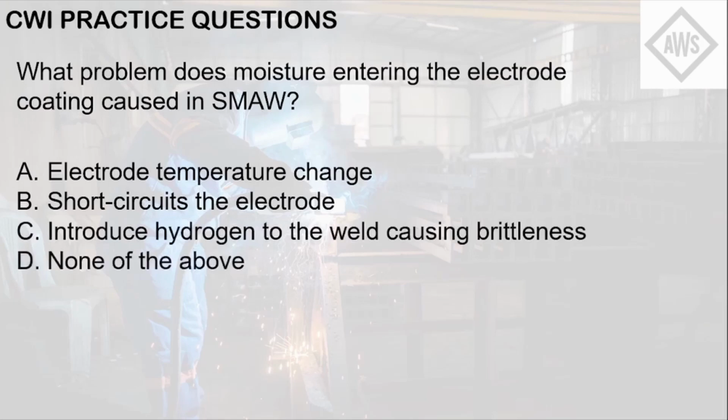So when moisture enters the electrode coating, what does it cause during the stick welding process? Does it change the electrode temperature? Does it short circuit the electrode? Short circuiting mainly pertains to GMAW processes. So letter C is the correct answer because when moisture, basically H2O, enters the electrode and breaks down, hydrogen can cause brittleness to that electrode coating or that molten weld pool in the welding process.